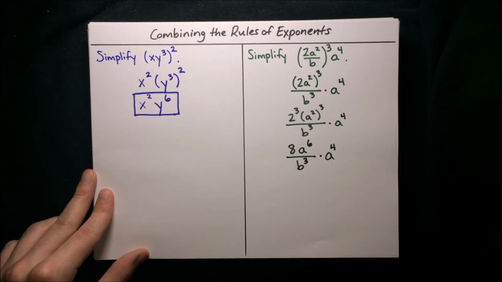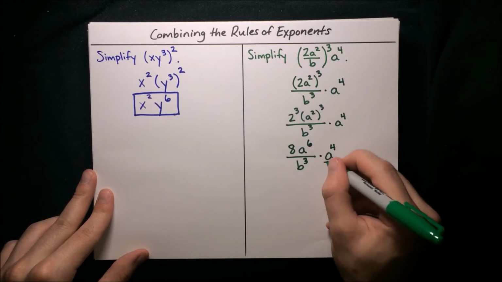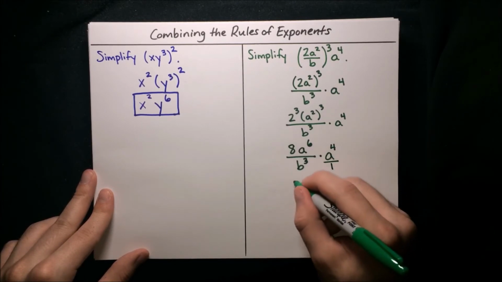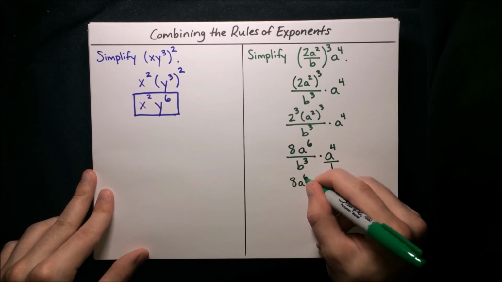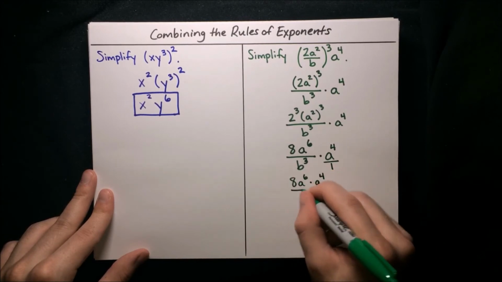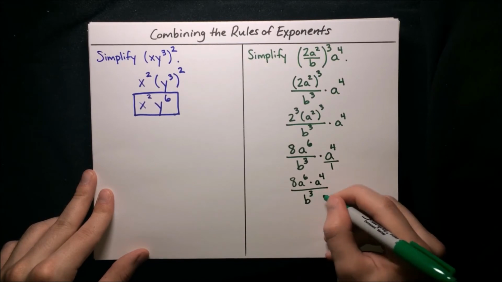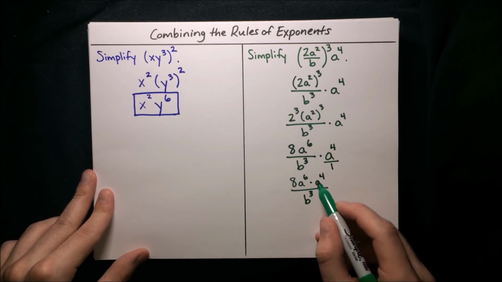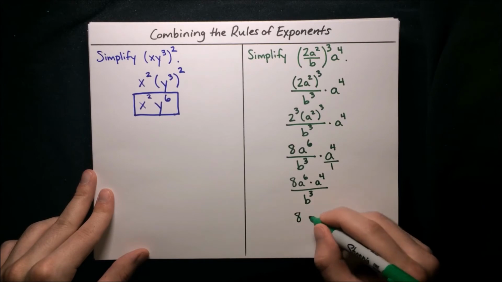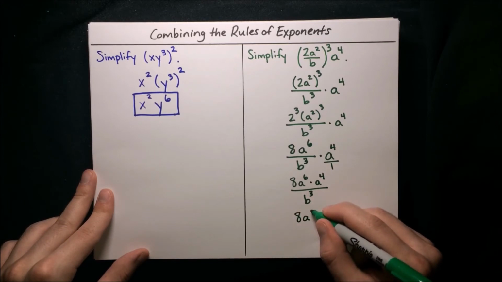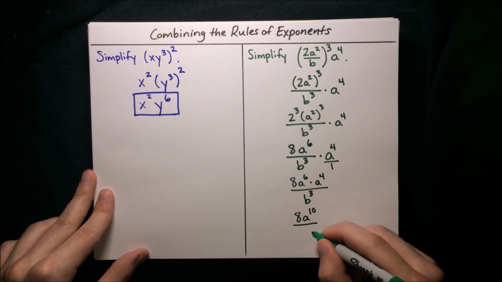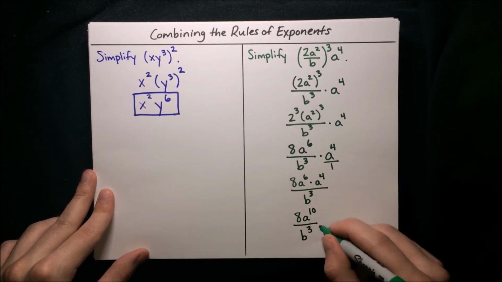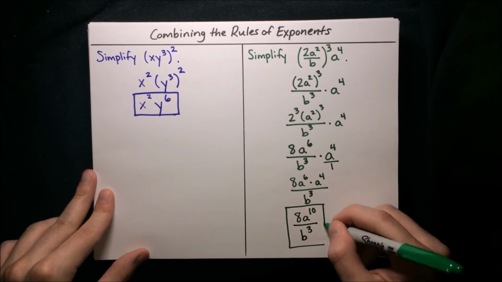Now this times a to the fourth we can just multiply over to the numerator because that's really like a fraction, a to the fourth over 1. So this becomes 8a to the 6th times a to the 4th over b to the 3rd times 1, which is still b to the 3rd. And now using the product rule, we can just go ahead and combine those exponents on the a's. Just add them together. This simplifies to 8a to the 6 plus 4, which is 10, then divided by b to the 3rd. And there we go. That is our final result.